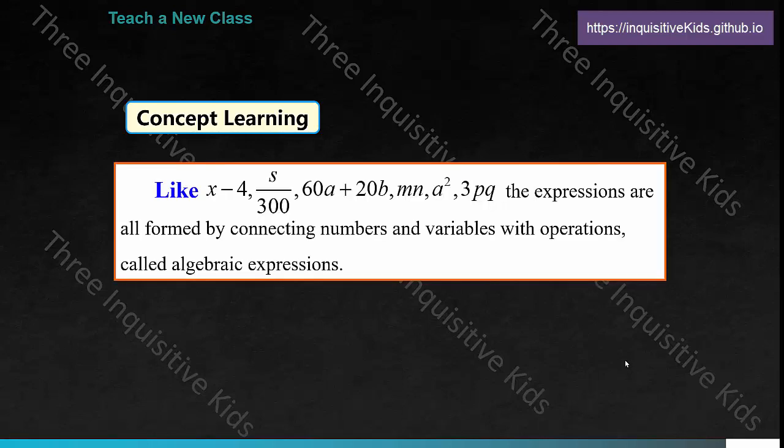Like x minus 4, s over 300, 60a plus 20b, mn, a squared, and 3pq. The expressions are all formed by connecting numbers and variables with operations called algebraic expressions. Operations may include addition, subtraction, multiplication, division, and exponents.